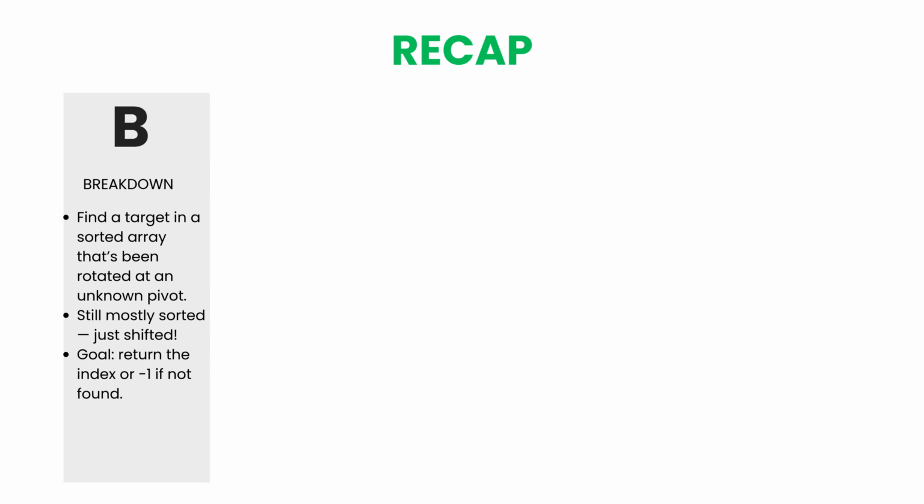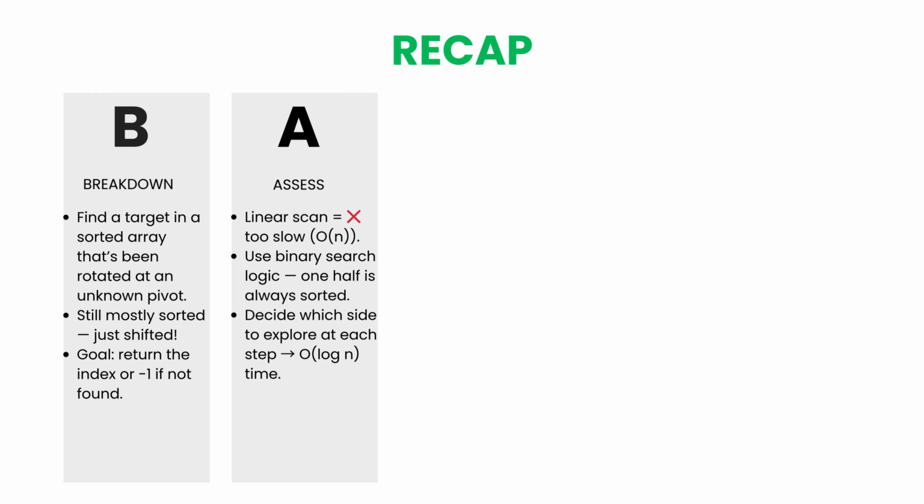Let's have a quick recap. Breakdown recap. This problem takes a sorted array that's been rotated at an unknown pivot and asks us to find a specific target value. The catch is that while the array looks broken, each half is still sorted, meaning we can use logic, not brute force, to locate the target efficiently.